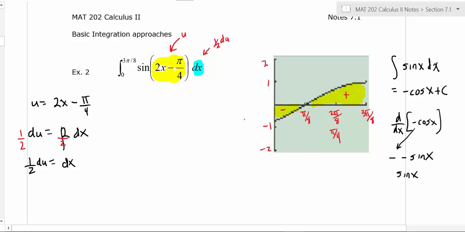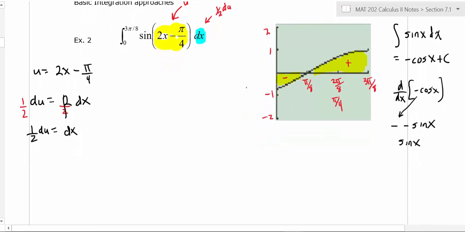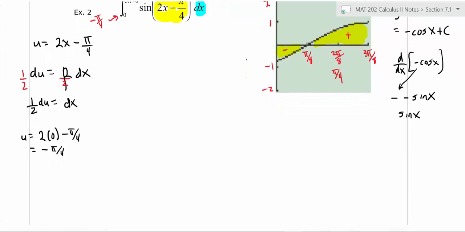Okay, the other thing is, since we're working on a definite integral, we also would like to go through and change these limits of integration. So I'm going to do u is equal to 2, and I'll plug in the 0 there, 2 times 0 minus pi over 4. So if you work that out, that gives negative pi over 4. So that's what this limit of integration is going to change into, negative pi over 4. Then we're going to do the same thing for the upper limit.